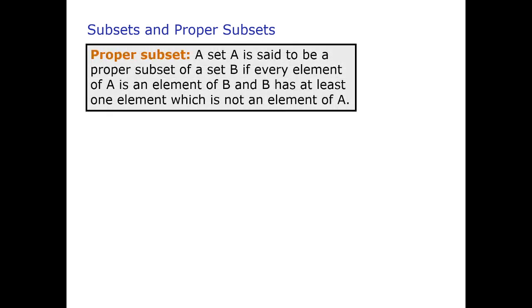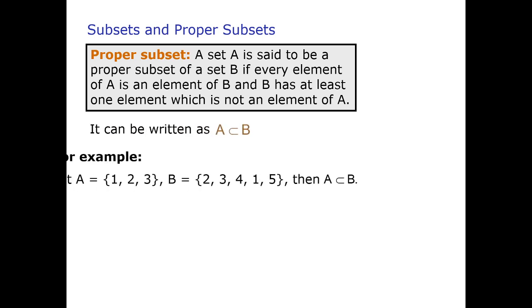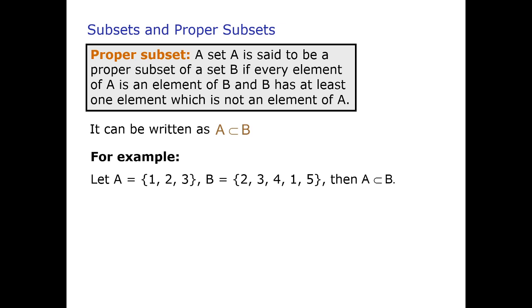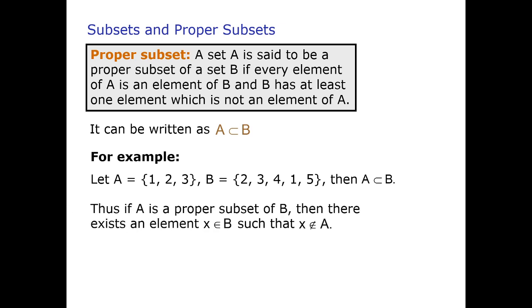Proper subset. A set A is said to be a proper subset of B if every element of A is an element of B and B has at least one element which is not an element of A. In other words, a proper subset is a subset other than the set itself and the empty set. So you can clearly see the example of proper subsets.